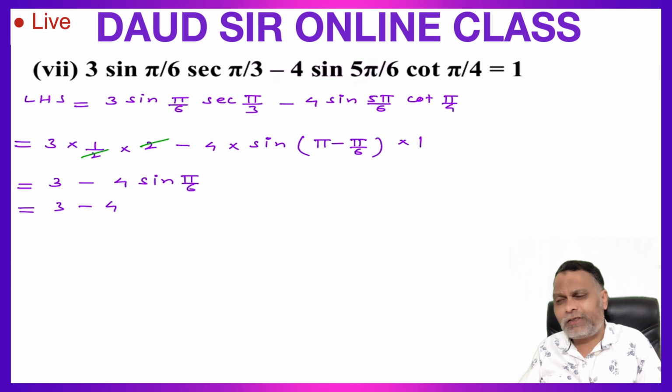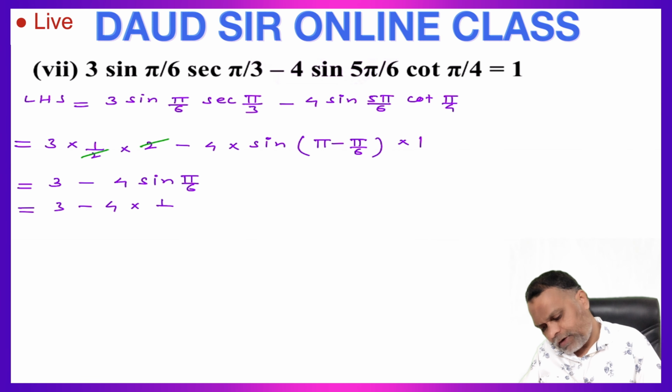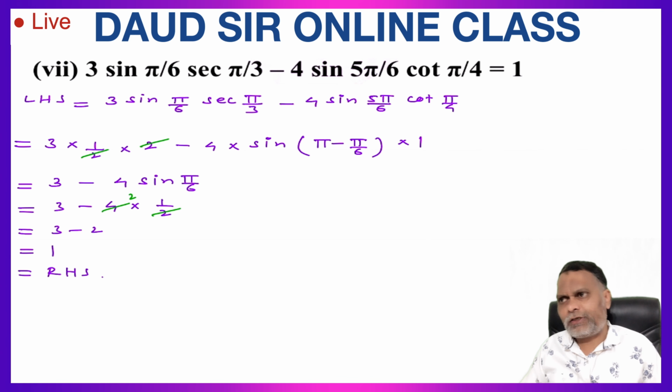Pi by 6 means sin 30 degree, and the value of sin 30 degree is 1 upon 2. 2 2s are 4, which is equal to 3 minus 2 is equal to 1, which is equal to right hand side. This is our required right hand side 1.